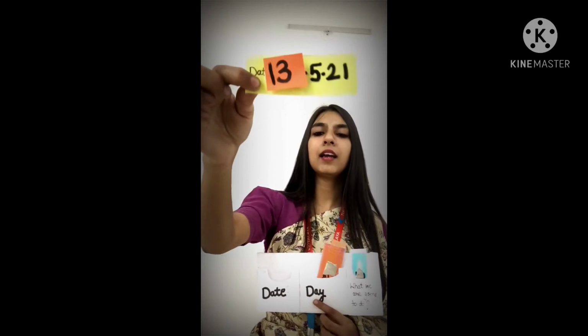So, for our circle schedule, tell us about our date. So, let's check our date. Today, our date is 13 May 2021. Repeat with ma'am. Today, date is 13 May 2021. So, let's paste it on our board. Very good. Now, let's see our day. Yes, you are right. So, sing a song.